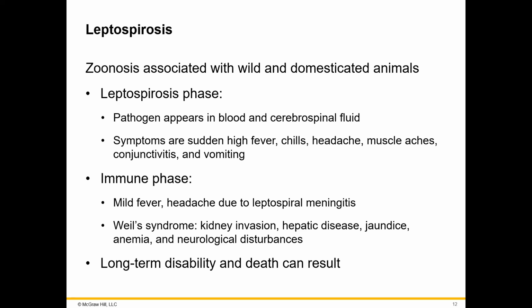So this is lepto. There's two different phases of infection. There's the leptospirosis phase where you will see the pathogen in the blood and in the CSF, but you'll have just an overall feeling of unwellness. But if it moves into the immune phase and the immune system starts overreacting to it, the inflammation caused from that will lead to potential for leptospiral meningitis, kidney invasion, kidney damage, hepatic disease, jaundice, anemia, and neurological disturbances. So when it progresses to that immune phase, and we have a lot of inflammation going on there, then it has widespread inflammatory aspects to it and can become a very severe illness, leading to long-term disability and death in people if they get this.